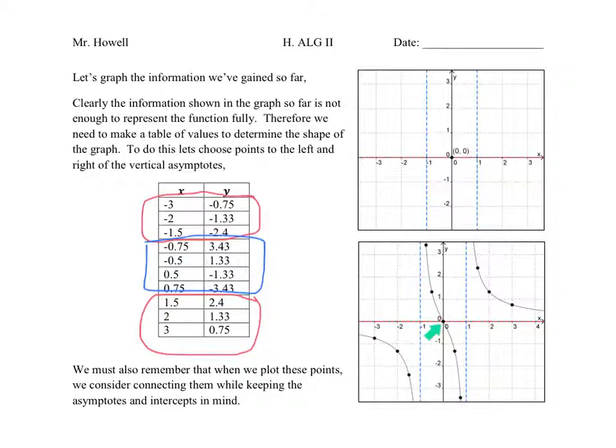How do I know this is here? It's the origin. That was my x and y intercept. The blue vertical lines are the vertical asymptotes. The red horizontal line here is the horizontal asymptote. These are my points. Look at my y values. I've plotted them on here, and I can see the shape of this graph.